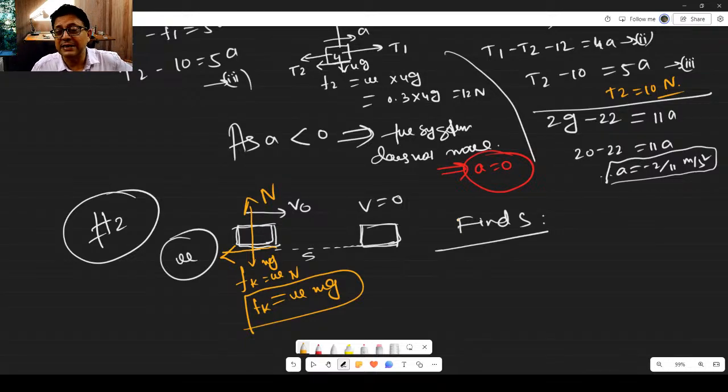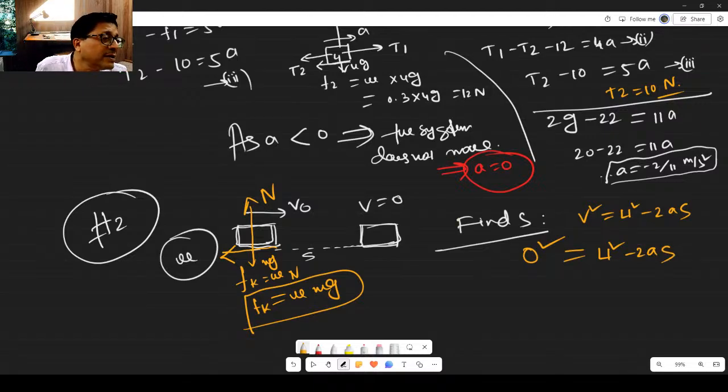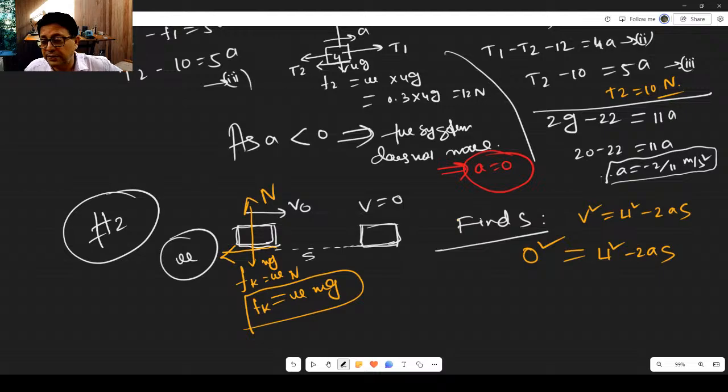We have to find s. As it stops, final velocity is 0. We are going to use this equation, isn't it? So 0 squared equals u squared minus 2as. Why have I written minus? Because there is retardation. How do you write the value of retardation? Retardation a will be equal to, I hope you can see the board.